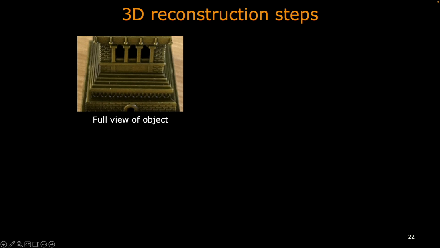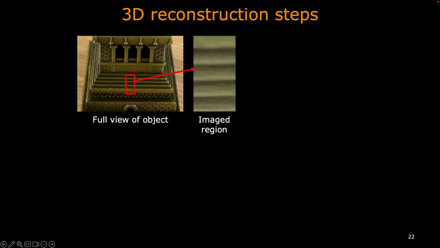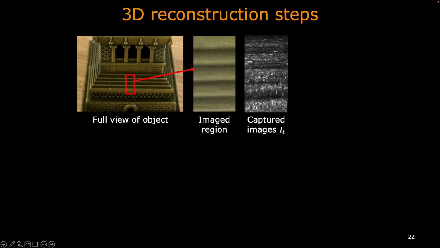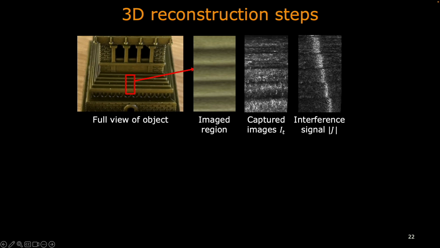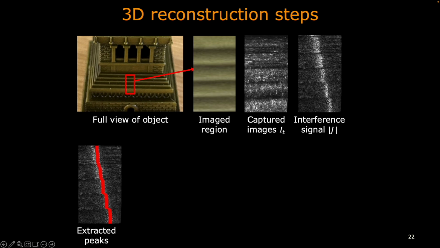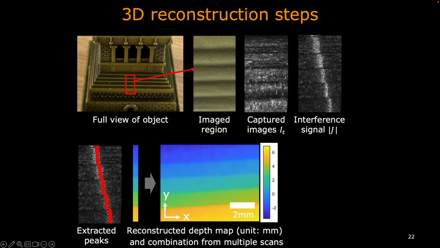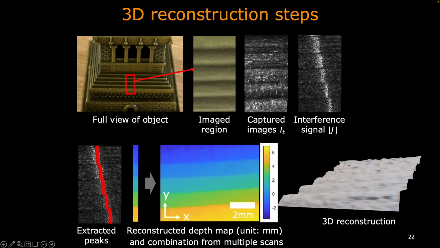Let's summarize the full pipeline of 3D reconstruction. Suppose the camera only sees the stair region of the target. Then the captured images are almost uniform. However, we can calculate the interference signal out of the images, extract the line position, and calculate the depth of one scan from disparity. By combining multiple scans, we can get the depth map and reconstruct the 3D target.